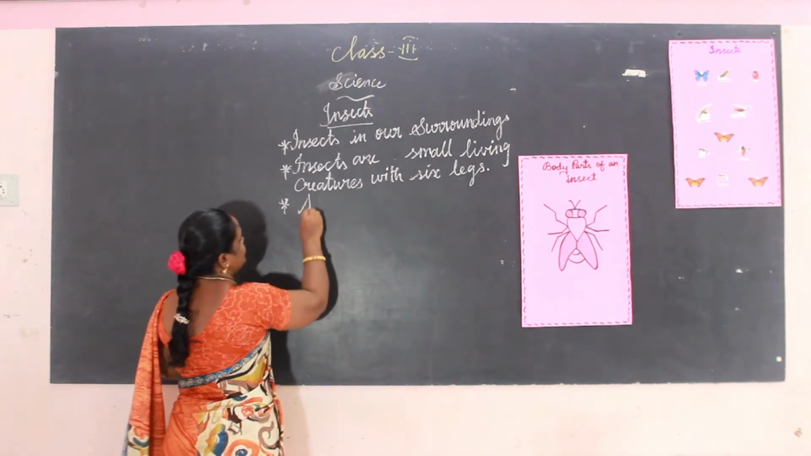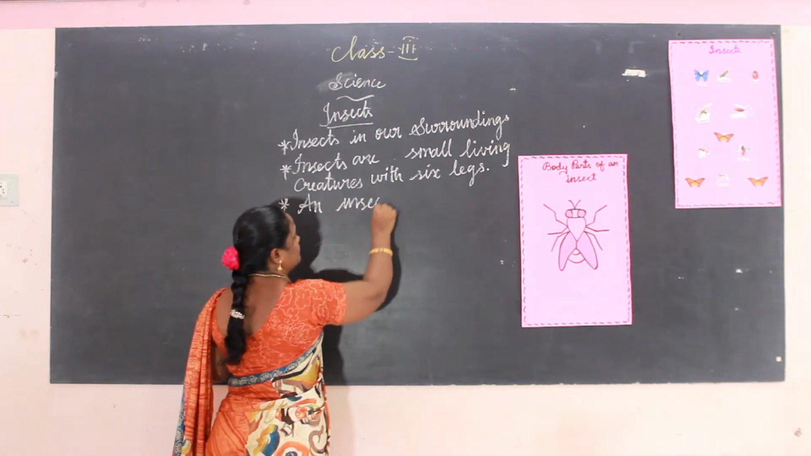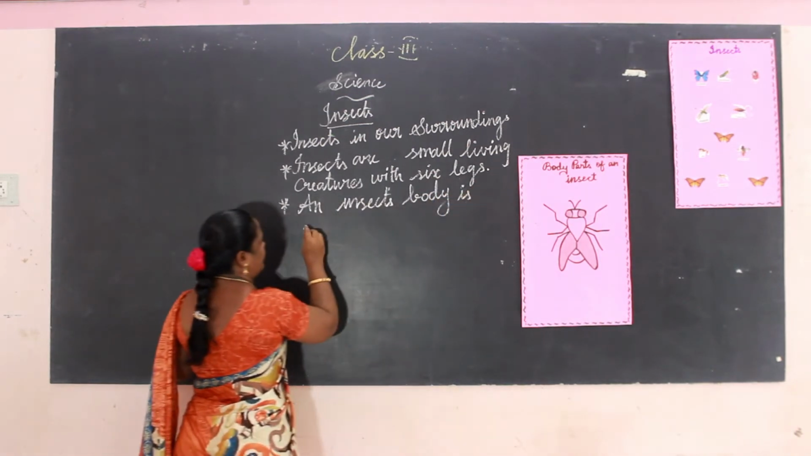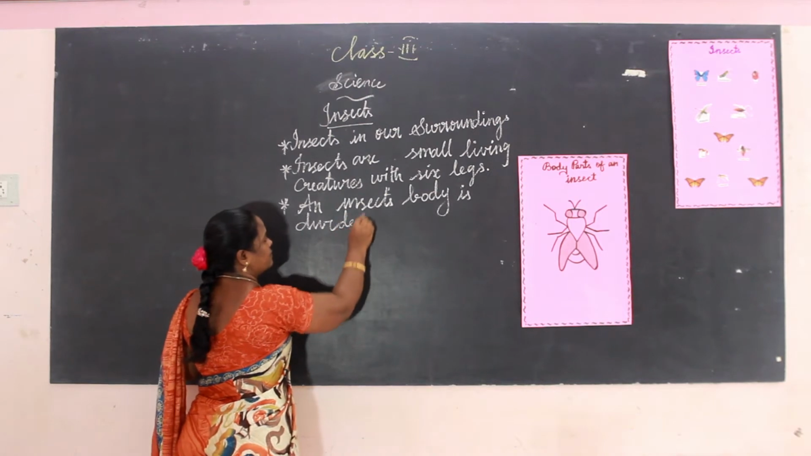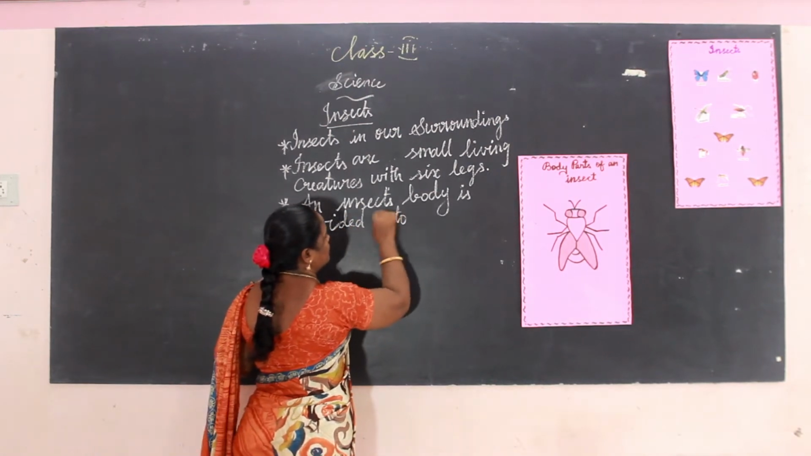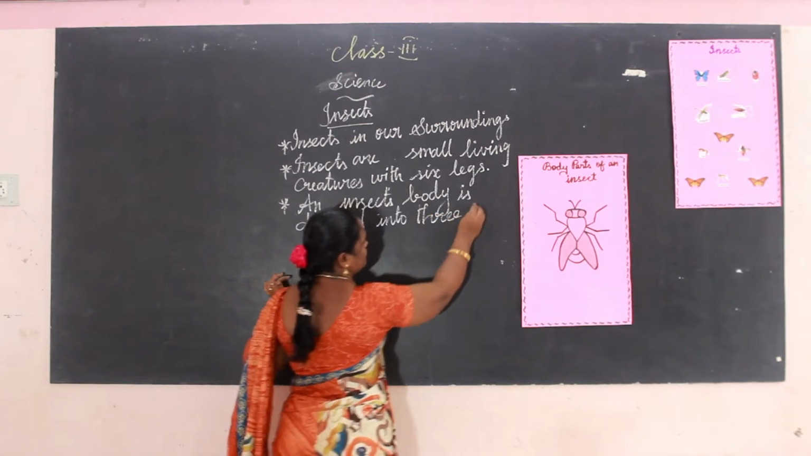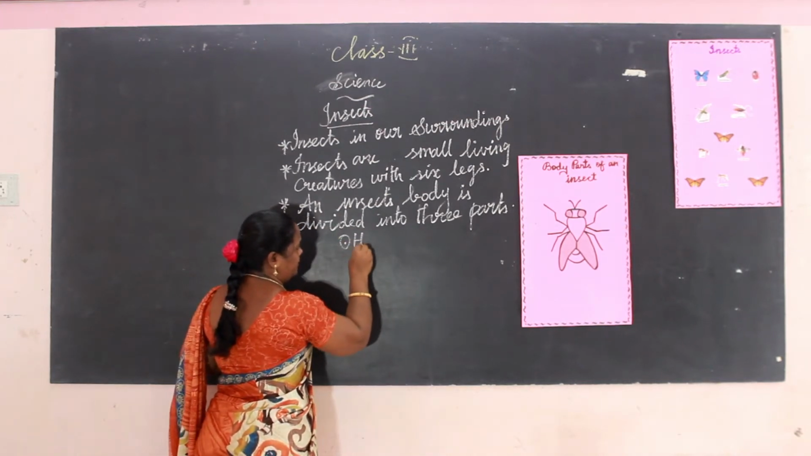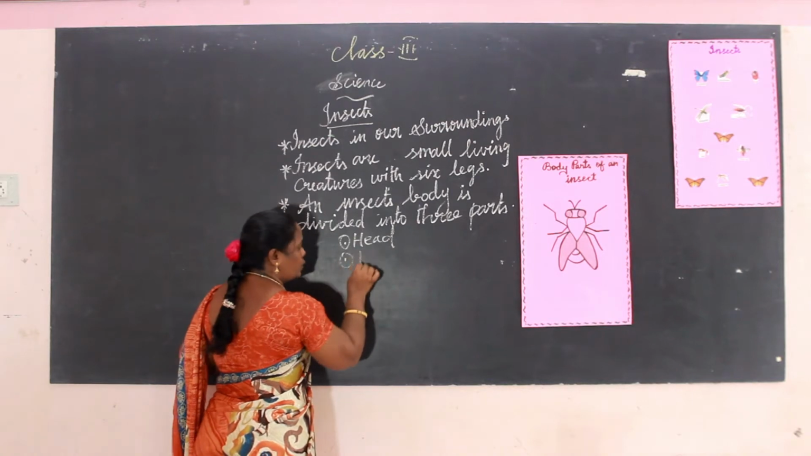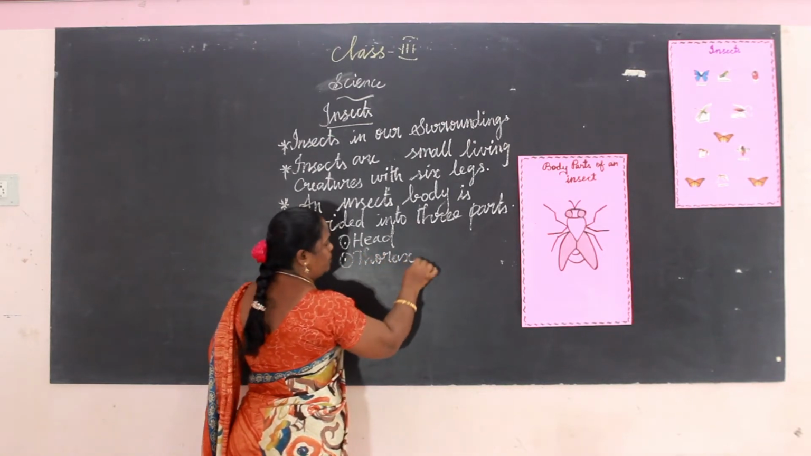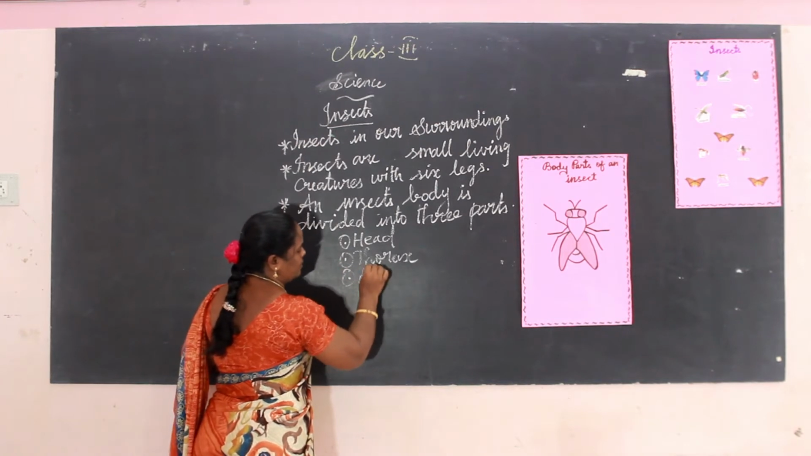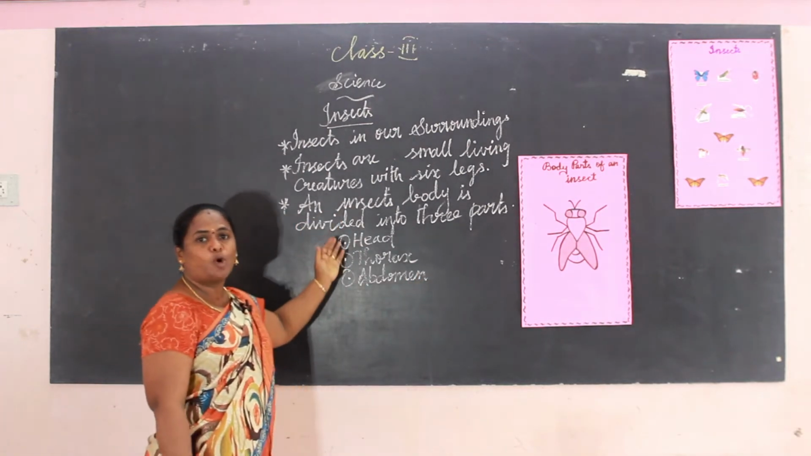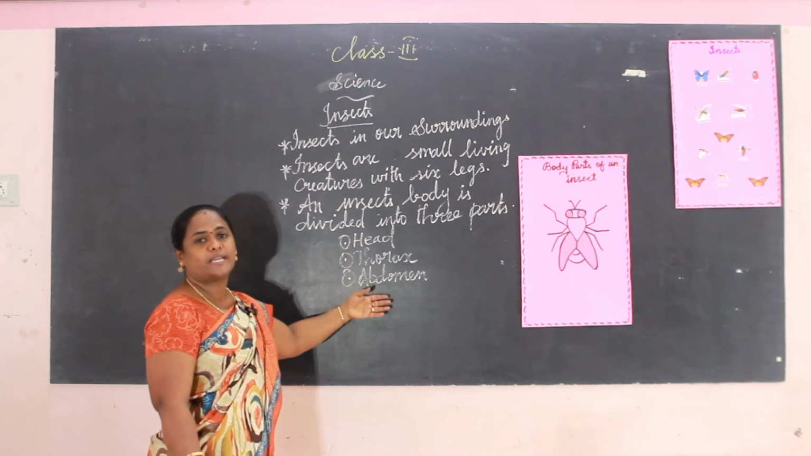So an insect's body is divided into 3 parts. One is the head, another one is the thorax, another one is the abdomen. Okay, so an insect's body is divided into 3 parts: head, thorax, and then abdomen.